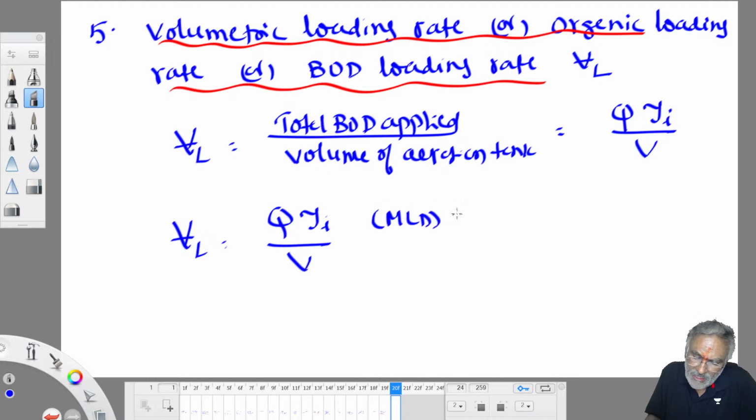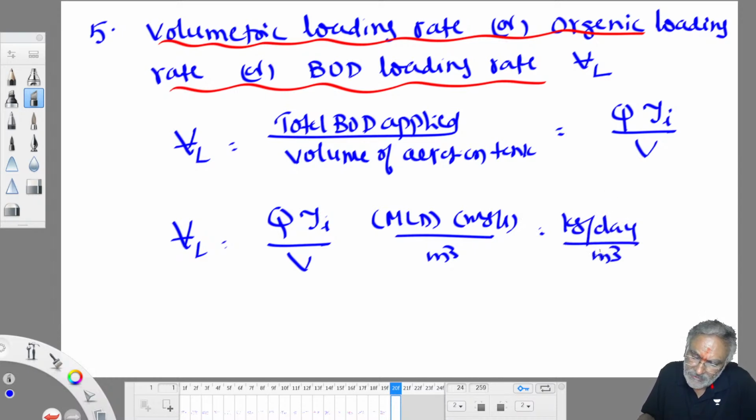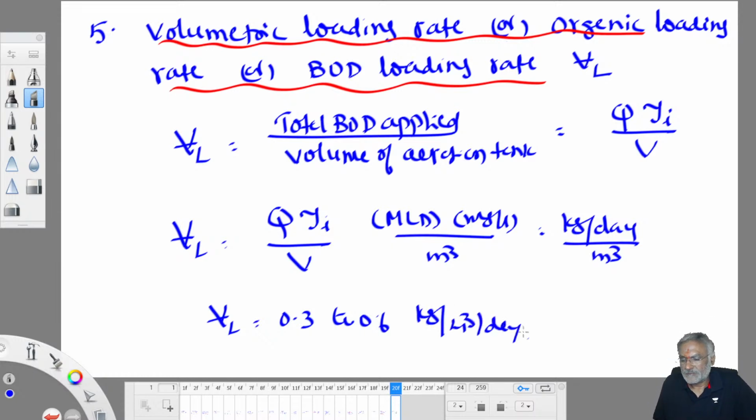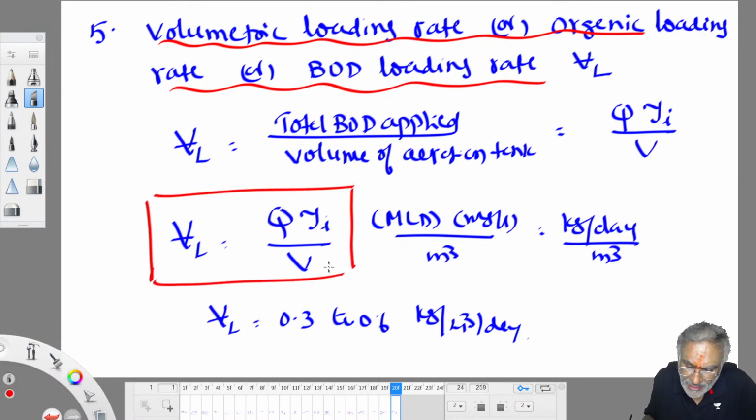Substitute Q in MLD, Yi in milligram per liter, V in meter cube. You'll get volumetric loading rate in kilogram per day per meter cube. Normally its value is 0.3 to 0.6 kilogram per meter cube per day. This way also you can write. Whenever volumetric loading rate is given, you are expected to find out volume of aeration tank. Whenever volume of aeration tank is given, you are expected to find out volumetric loading rate. If you put X, then it becomes F by M ratio.